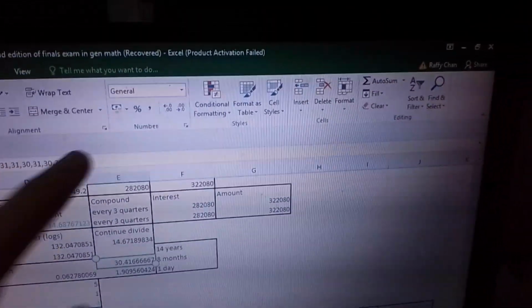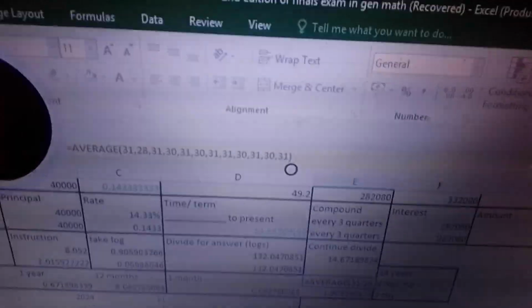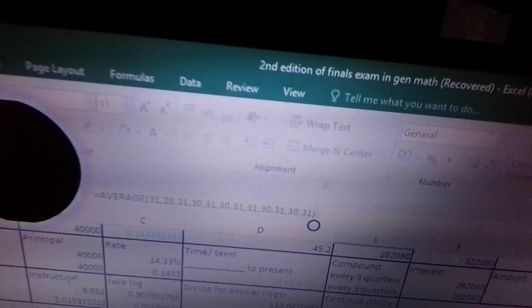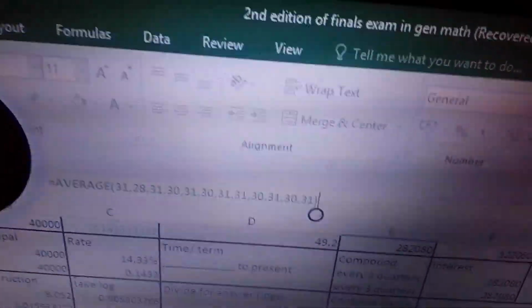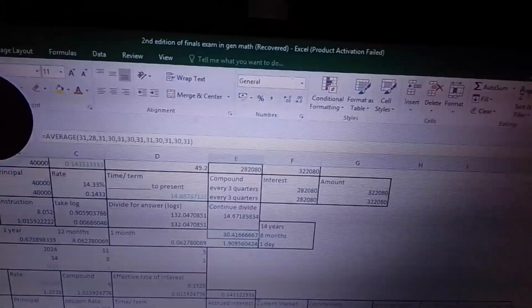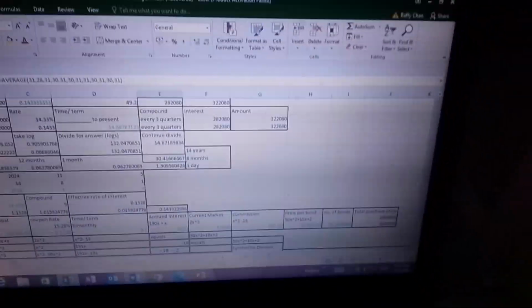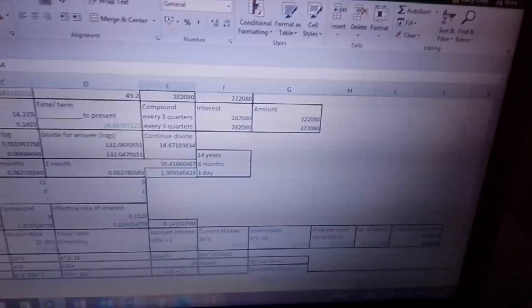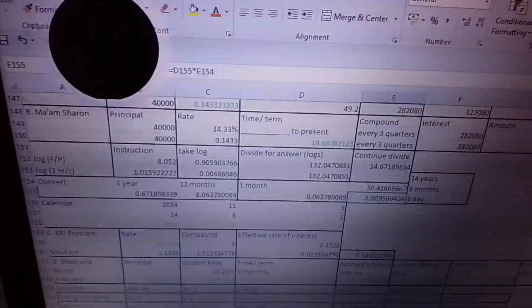So what I did here was average the number of days that we have in a year for 1 month. So January, February, March, April, May, June, July, August, September, October, November, and December. And we get 30.41 days for 1 month. So 1 month is worth 30.41 days on average. That's why I just use the average. And therefore, we just have 1 day. Actually, we can just round it up to 2 days. That's possible. And then we subtract.